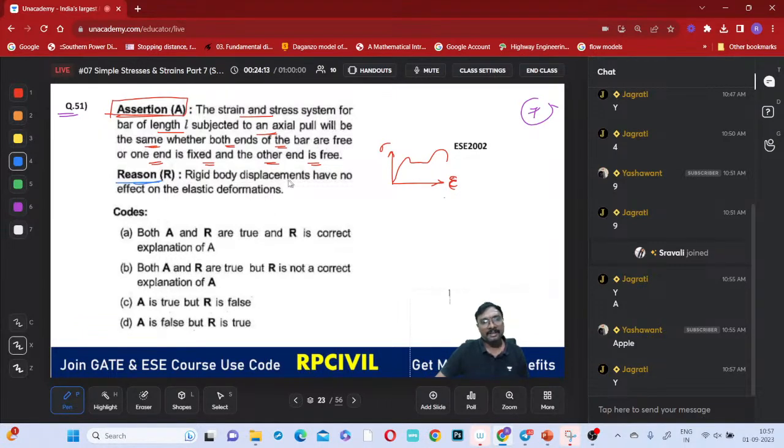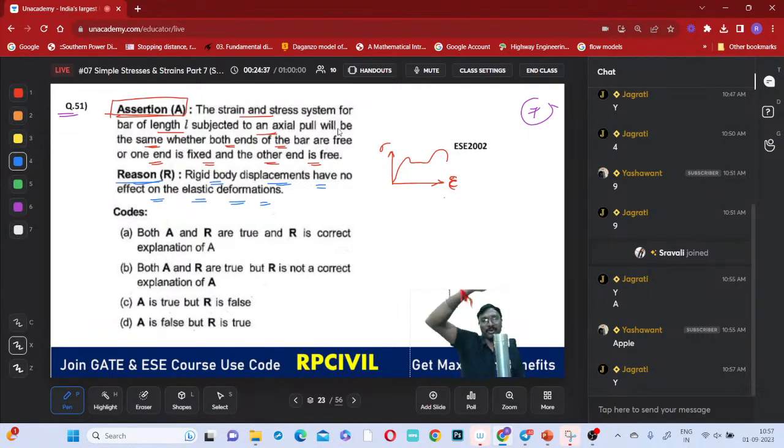Yes, the reason: rigid body displacements have no effect on these elastic deformations, right? Rigid body deformations have no effect on elastic deformations. These elastic deformations are different; they are under the action of load. Rigid body motion means the entire body is moving from this place to that place, from one room to another room.